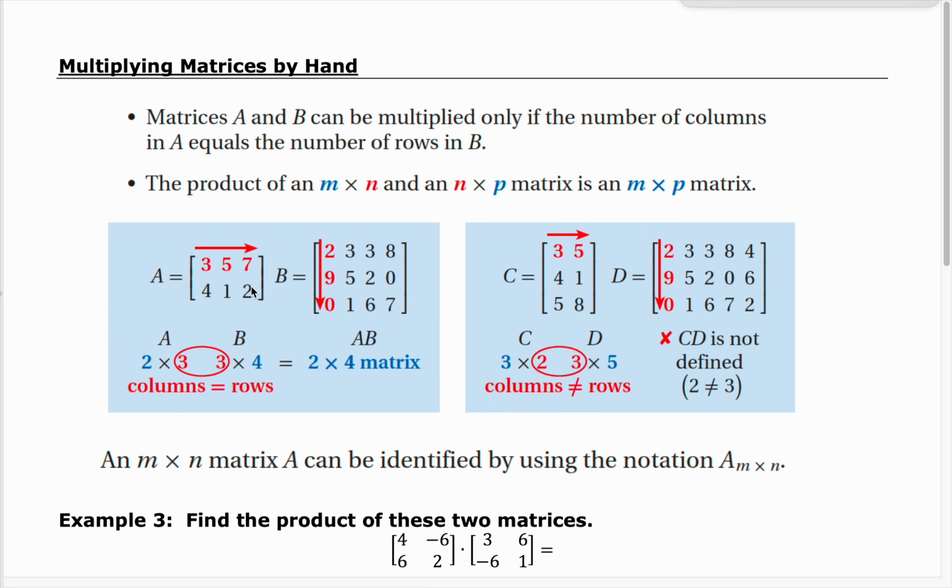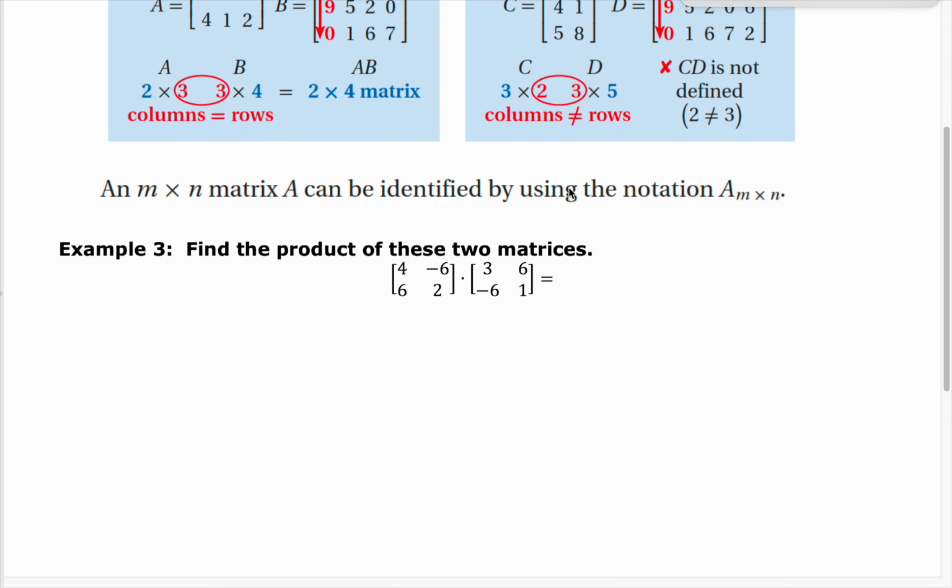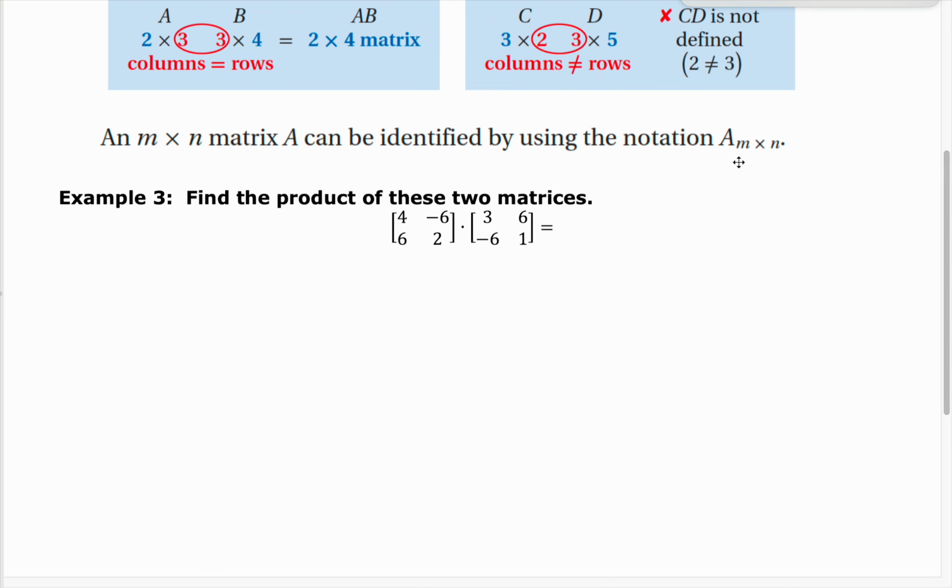A is a 2 by 3. B is a 3 by 4. When we multiply them, we get a 2 by 4. Whereas over here, we can't multiply these because we have a 3 by 2 times a 3 by 5, and these numbers do not match. An M by N matrix A can be identified by using the notation A sub M times N.